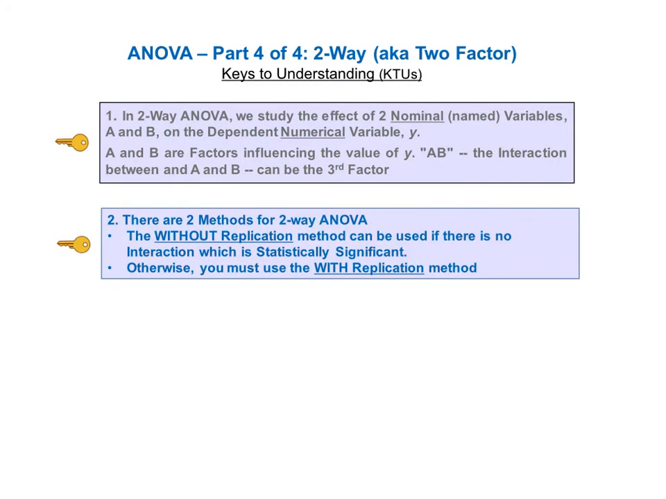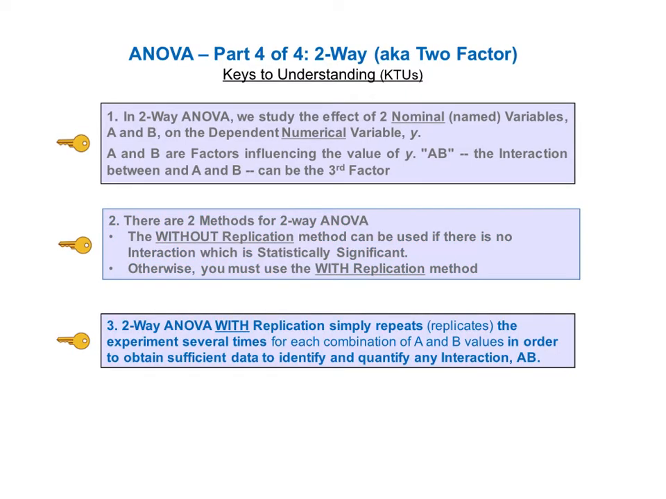The second KTU says that there are 2 methods for two-way ANOVA. The without replication method can be used if there is no interaction which is statistically significant. Otherwise, you must use the with replication method. Key to understanding number 3 says, two-way ANOVA with replication simply repeats, that is replicates, the experiment several times for each combination of A and B values in order to obtain sufficient data to identify and quantify any interaction AB.